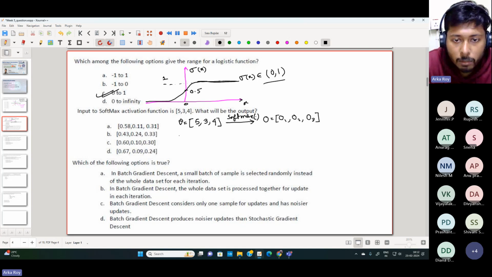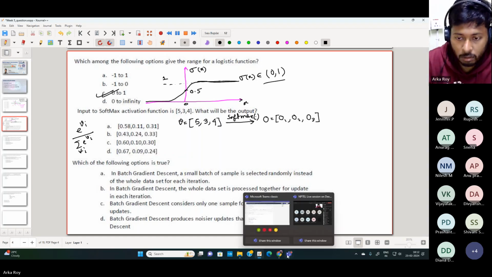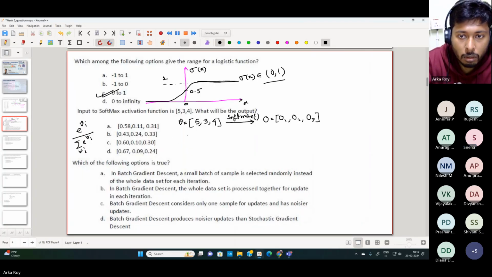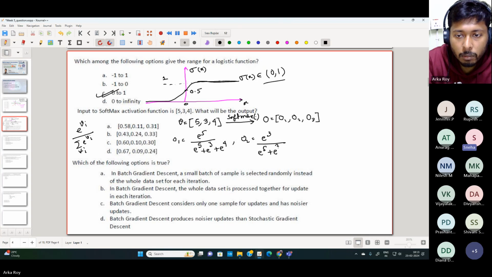So what is the equation for the softmax function? Anyone? e to the power vi divided by summation of e to the power vi, for all i. By that same logic, O1 will be e to the power 5 divided by e to the power 5 plus e to the power 3 plus e to the power 4. O2 will be e to the power 3 divided by the same denominator, e to the power 5 plus e to the power 3 plus e to the power 4.